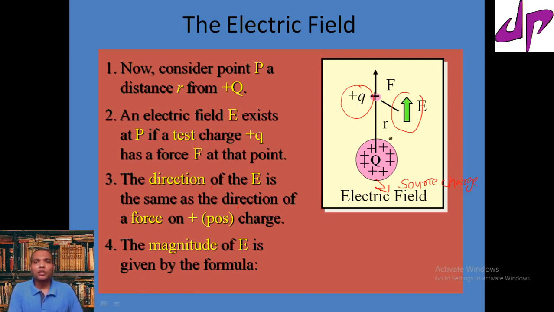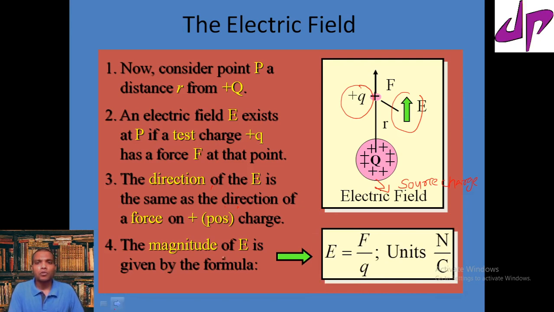To find out the magnitude of the electric field at this point, we are using a formula. The magnitude of electric field equals force per unit charge. So this is the unit charge that you kept here, and the force is a Coulomb force. Notice that the electric field is a vector and the force is also a vector. The SI unit is Newton per Coulomb, since the force unit is Newton and the charge unit is Coulomb.